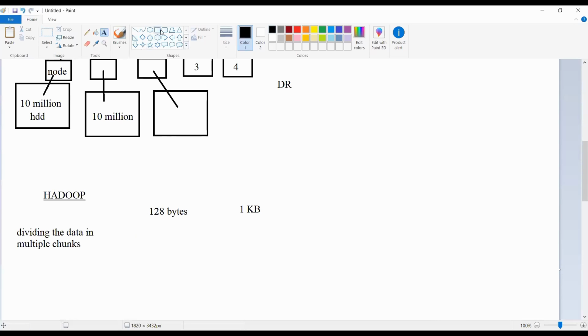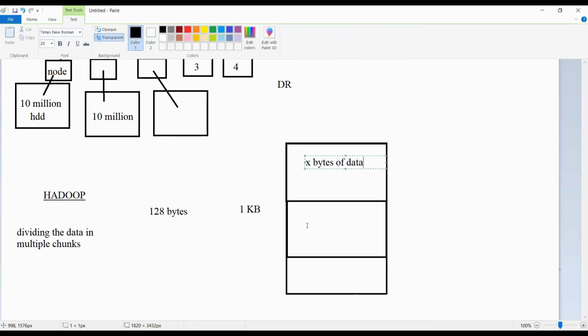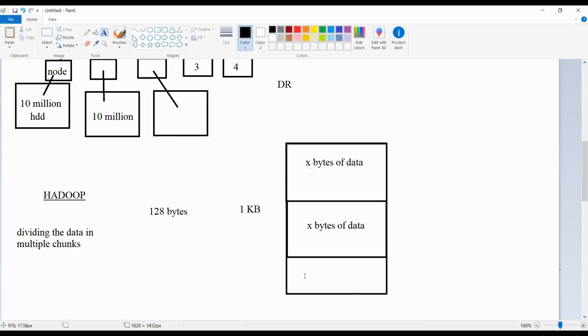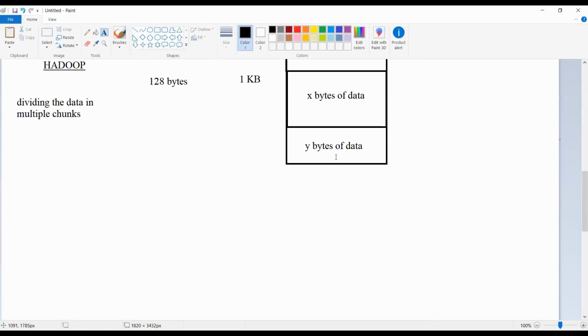What I mean by that is, say, for example, you have data and you're making some blocks out of this: one block, then comes your second block, and then the third block. The third block is definitely a smaller one, as you can see. Say this is x bytes of data, this is x bytes of data, and this is y bytes of data. The total is 2x plus y bytes, and you're trying to break your entire data into x bytes blocks. For the last y bytes, you still have to take a segment of x bytes only.